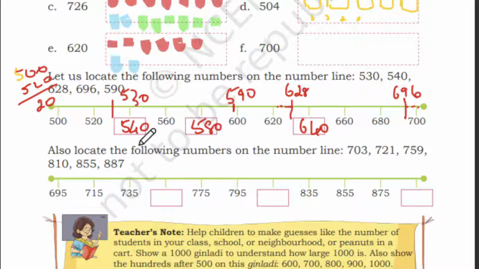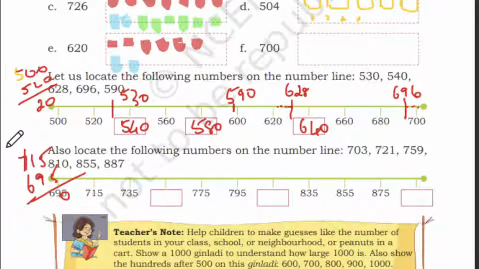So next is locate the following numbers on the number line: 703, 721, 759, 810, 855, 887. Okay, so let's find out the difference first. So we have 715 and here we have 695. So 5 minus 5 is 0. We cannot minus 1 minus 9. You have to borrow. So this will become 6. This will become 11. So 11 minus 9 is 2. So we have 20. So there is 20.